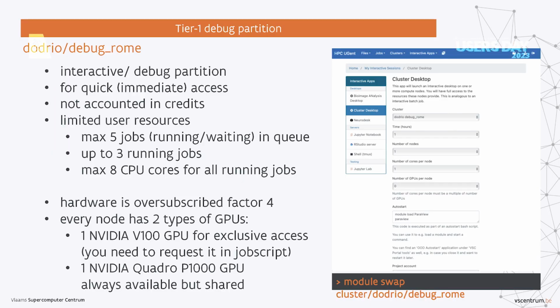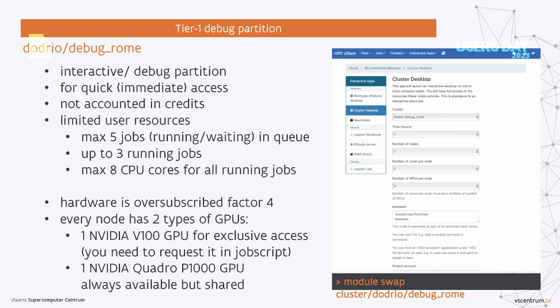It definitely is interesting on tier one if you combine this web portal with the debug partition, and I briefly wanted to highlight that one. This is, as the name kind of gives it away, an interactive debug partition. This is for quick and immediate access, so there's no queue. Really, there's no queue. This is not accounted in credits. And of course, there's a dark side attached to this, because the no queue means something else must be going on. Yes, there's something else going on.